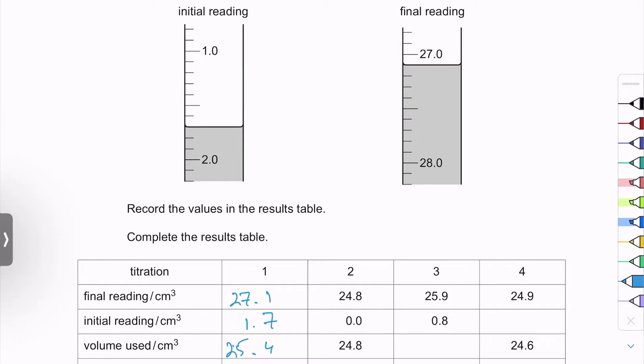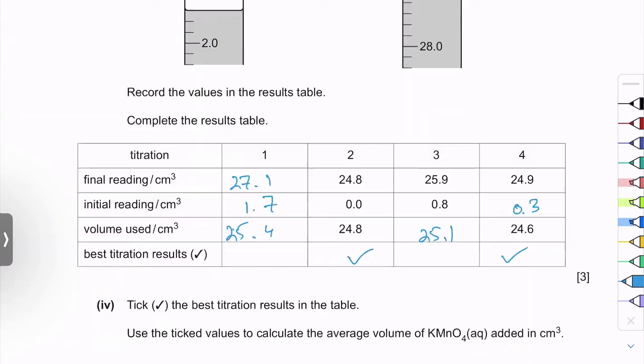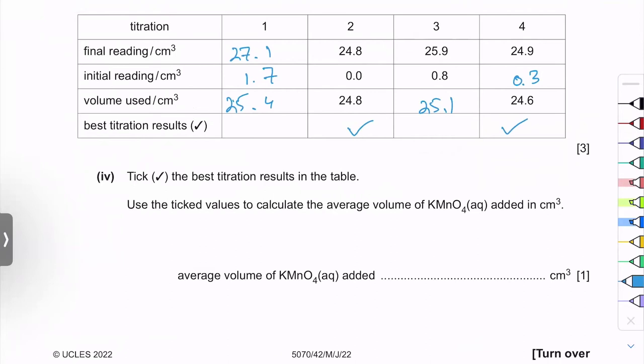Okay. Similarly, we'll subtract these, so we get 24.9, 25.1 and 0.3. This one is 0.3. Okay, thank you. Now we have to pick the ones that are the closest. So you have to pick the ones that are closest to each other. So 2 and 4. These two are the closest. Yes. So 2 and 4. Tick those. Now we're going to ignore the other values. We're just going to pick these two.